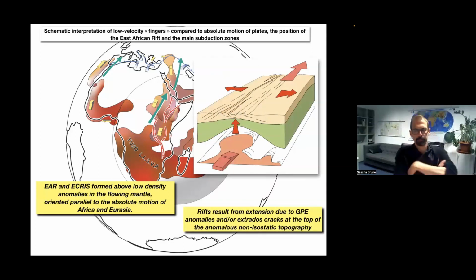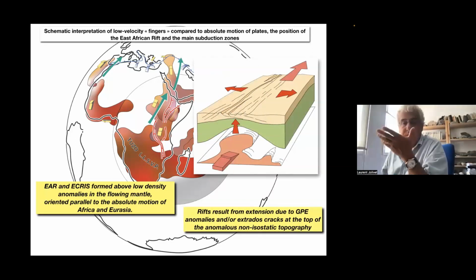Okay. So we propose that these rifts, not all rifts, of course, but the East African rift and the West European rift system may result from extension above these low velocity fingers, maybe due to a gradient of gravitational potential energy, so leading to an extension perpendicular to the topographic anomaly created by these fingers here, or could be also some sort of extra dose cracks on top of these low velocity anomaly, but I sort of prefer the first hypothesis here.